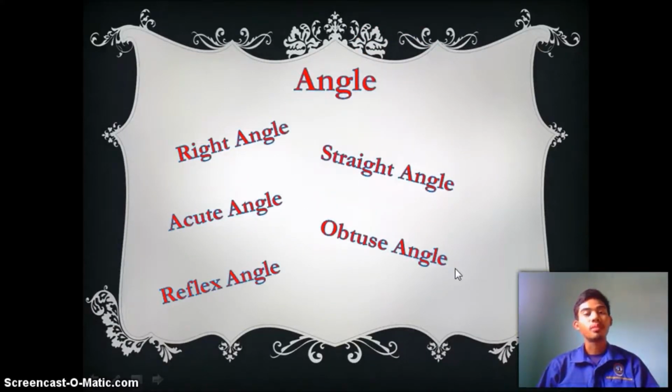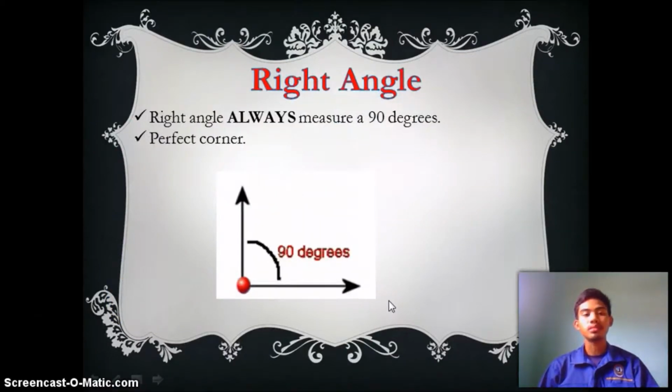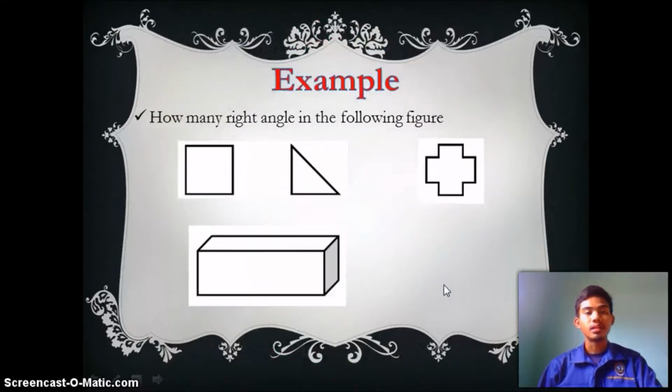We proceed to types of angles. We have a right angle, a straight angle, acute angle, obtuse angle, and reflex angle. For the first one, a right angle is always a measure of 90 degrees. For the first ray here and the second ray here, they have 90 degrees between them. This 90 degrees is called a perfect corner.